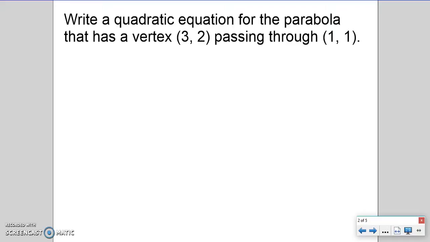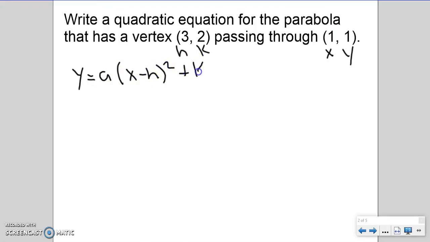Since 3, 2 is the vertex, 3 is going to be our value for h, 2 is going to be our value for k, and then 1, 1, since that's a point that lives on our parabola, is going to represent x and y. So if you look at vertex form, it says y equals a times x minus h squared plus k. Since I don't know this value for a, that's my ultimate goal so that I can successfully write this quadratic equation. So I'm going to start by substituting in all of the information I know and use that to find the value of a.